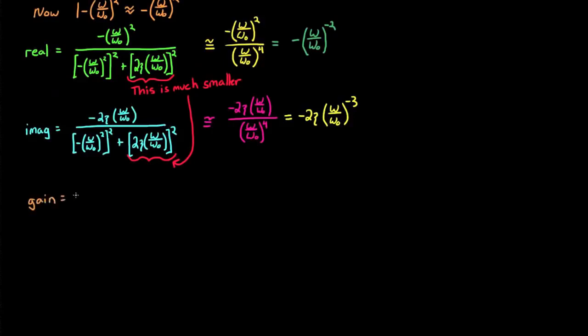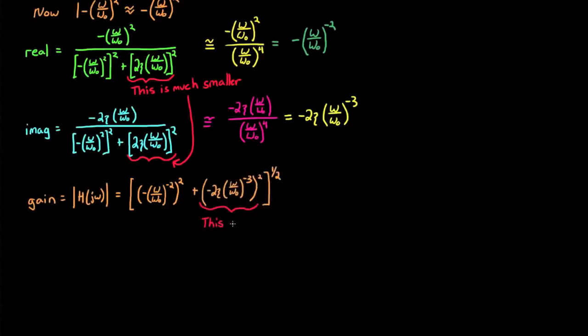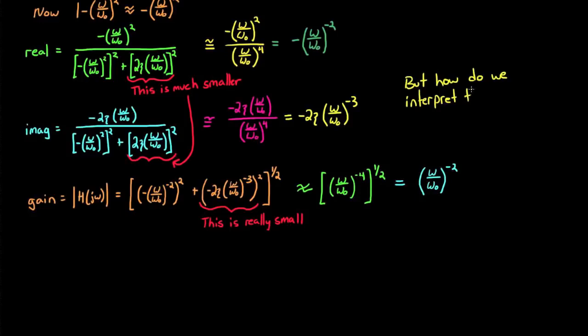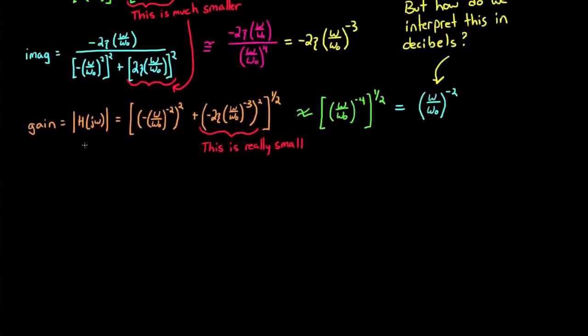Again, we can solve for the magnitude of H of j omega and get this really large square root. Luckily, we can simplify this by noting that the second term becomes really small in comparison to the first term, since it's raised to a negative 6 power versus a negative 4 power. and that makes the gain equal to omega divided by omega naught raised to the minus 2. But how can we interpret this in decibels? Well, remember that to get decibels we use 20 times the log base 10 of the gain, and using a property of logarithms we can move the exponent outside as a multiplier.